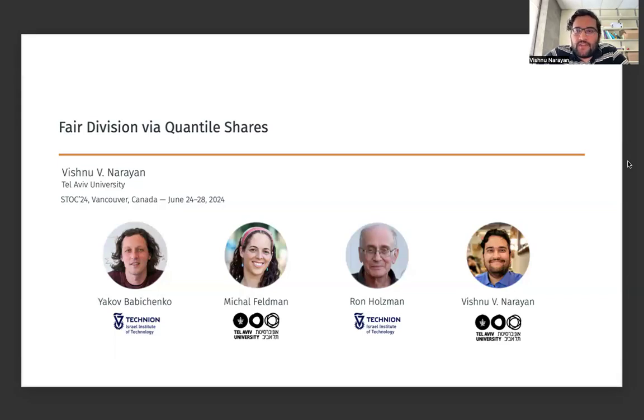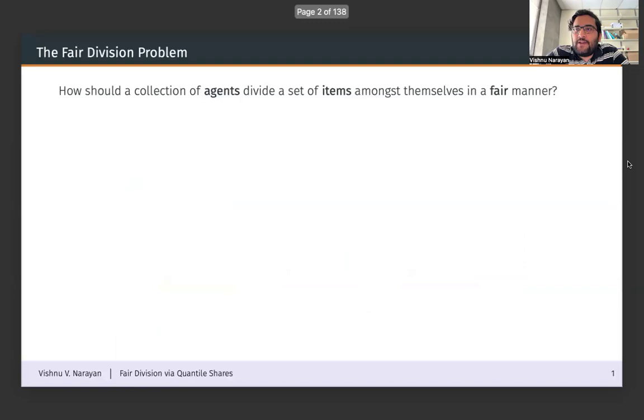I'm a postdoc at Tel Aviv University, and today I'm going to be presenting our work, Fair Division via Quantile Shares. This is joint work with my advisor at Tel Aviv, Michal Feldman, and with Yakov Babichenko and Ron Holtzman from Technion. I'll begin with a quick introduction to fair division.